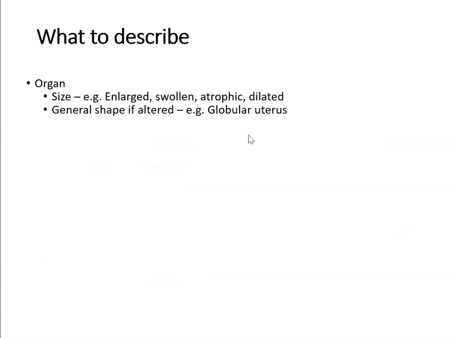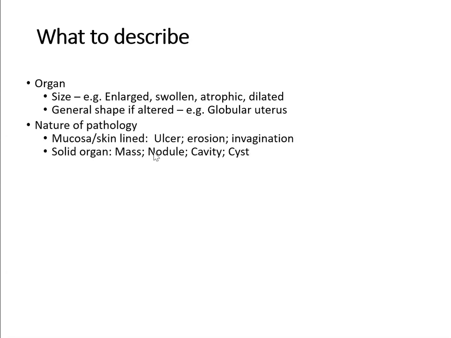So what to describe? For the organ, it is helpful to give a general adjective, for example, enlarged, swollen, atrophic, where relevant, and the general shape as well, if this is altered and classical. And another example would be in adenomyosis, we tend to get a globular-shaped uterus. So if this is present, it is a helpful descriptive term.